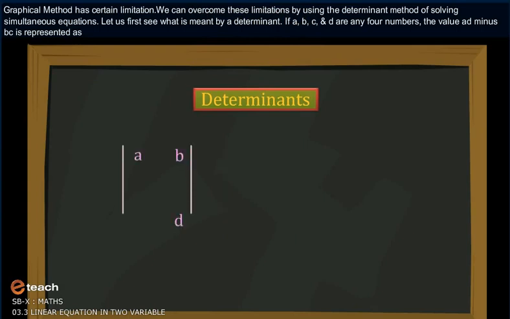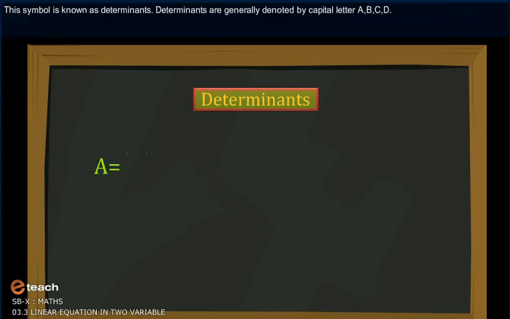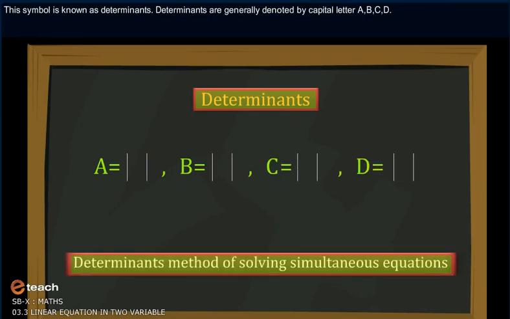If A, B, C and D are any four numbers, the value AD minus BC is represented as, and this symbol is known as a determinant. Determinants are generally denoted by capital letters A, B, C, D.